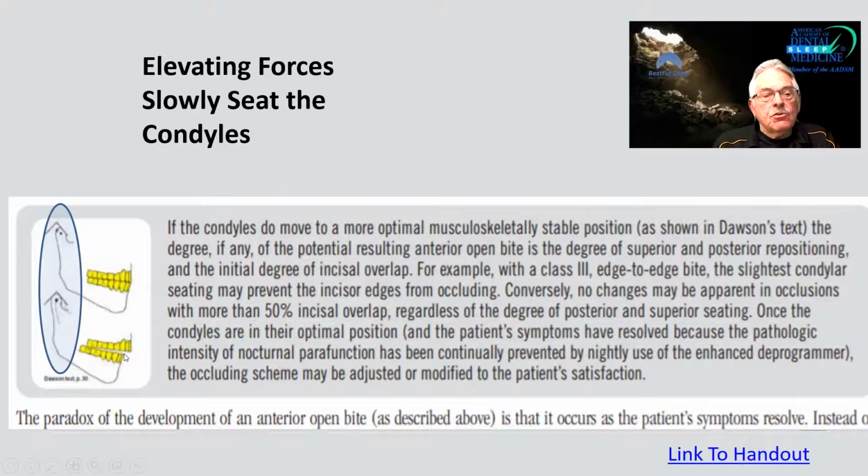So if the condyles do move to a more optimal musculoskeletal stable position, as shown in Dawson's text, the degree, if any, of the potential resulting anterior open bite is the degree of the superior and posterior repositioning relative to the initial degree of the incisal overlap. For example, in a class 3, edge to edge, slight condylar seating may prevent the incisors from touching, and you would notice an anterior open bite. Anyway, you get the point of what I'm saying there.